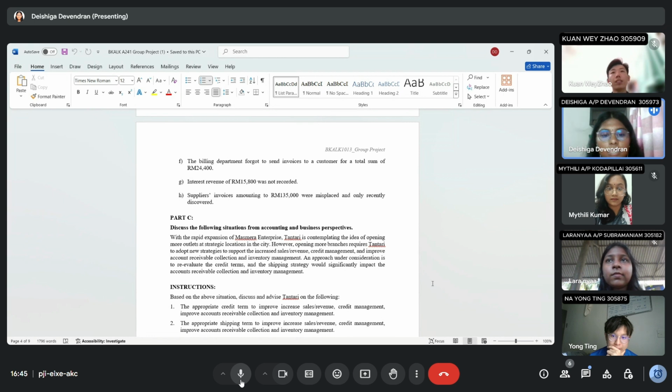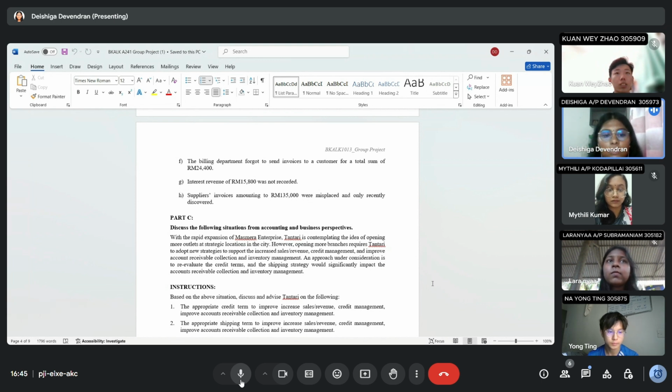For question G, interest revenue not recorded for 15,000 at 800 ringgit. For the asset, it is understated because accrued interest revenue represents an asset; if unrecorded, assets are understated. For the liability, it is correctly stated because interest revenue adjustments don't affect liabilities. For the income, it is understated because interest revenue wasn't recorded, understating total income. For the net income, it is understated because since income is understated, net income is also understated.